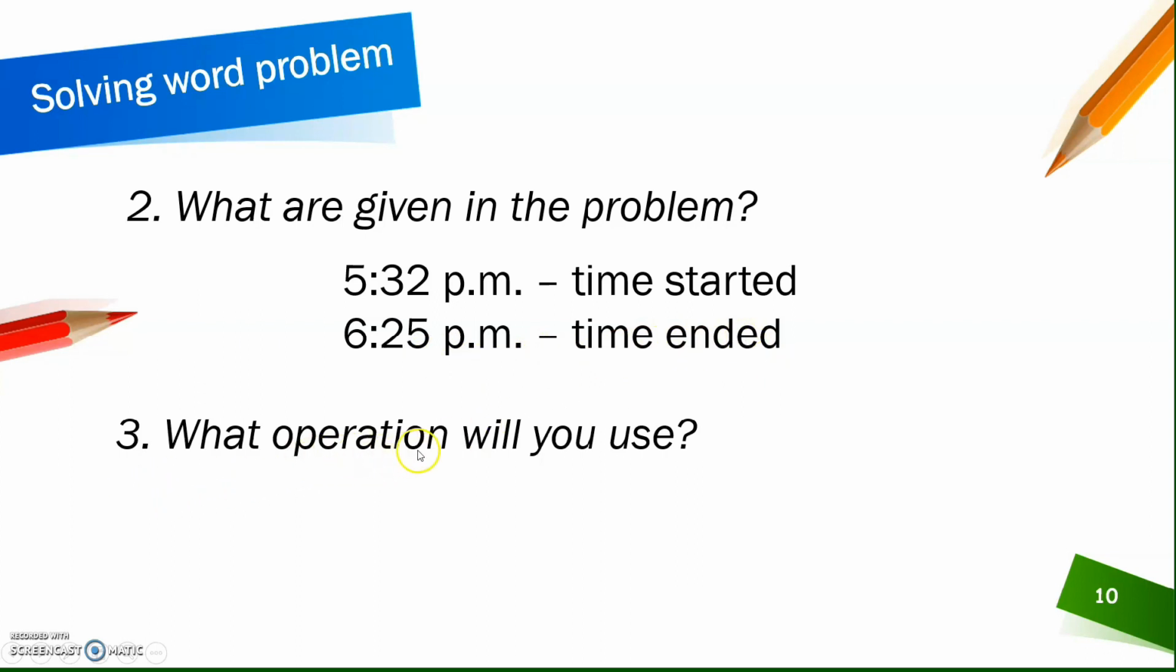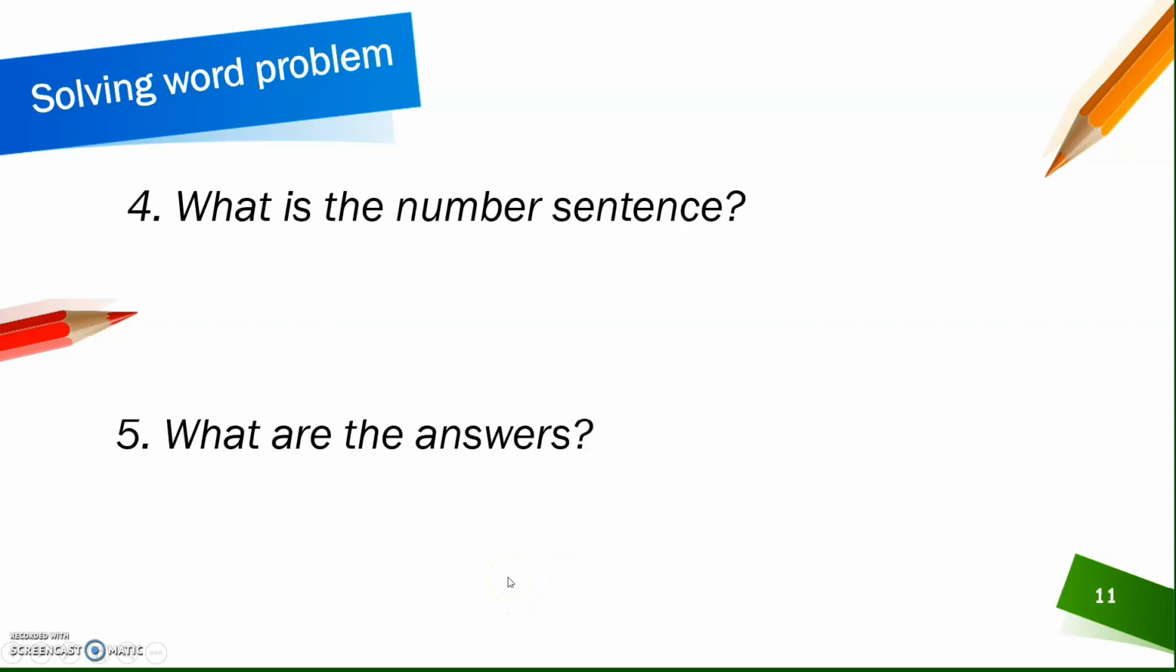For number 3, what operation will you use? So kapag elapsed time, ang operation na ginagamit dyan ay subtraction. Number 4, what is the number sentence? So we have 625 minus 532 equals n. So as you can see, kahit 532 sila nag-start, nauna pa rin yung 625 sa number sentence kasi kapag nagsusubtract tayo, dapat nauuna ang bigger number.